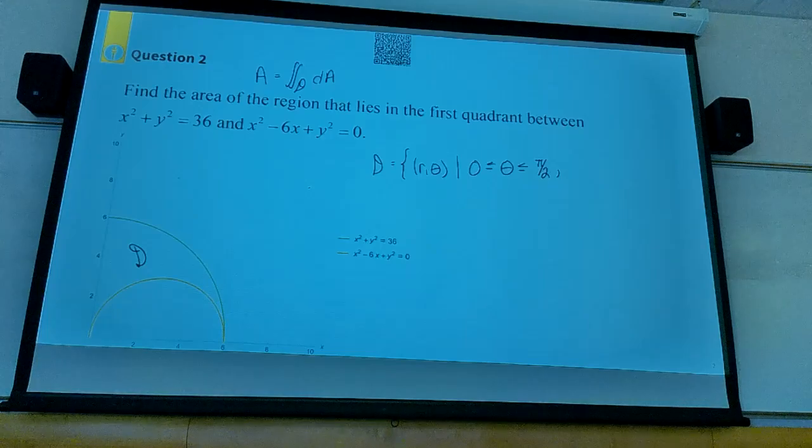Is it square root of 6x minus x squared? First convert to polar. I was going to say the radical is 6x minus x squared. Remember, it has to be in polar. So if you convert to polar, r squared minus 6r cosine theta is 0. Solve for r.